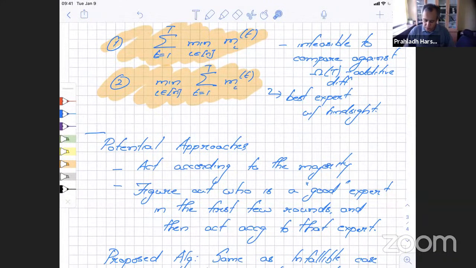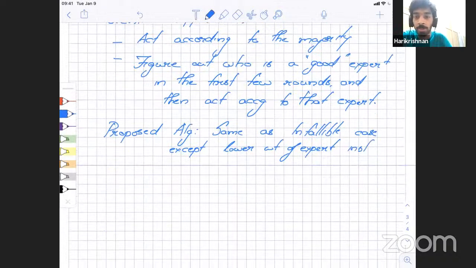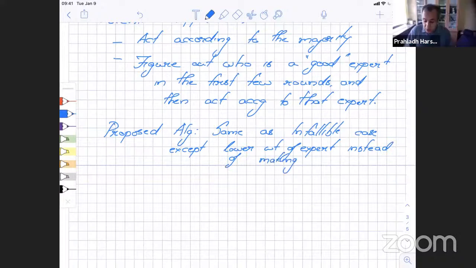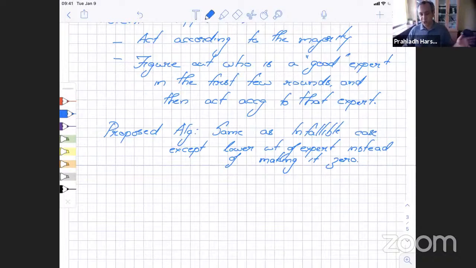Okay? Lower weight expert instead of making it 0. So how do these experts make decisions? Like, do they follow some probability distribution, Bernoulli or something? So that's what this algorithm, we are not going to assume anything on how the experts could do whatever they want to do.